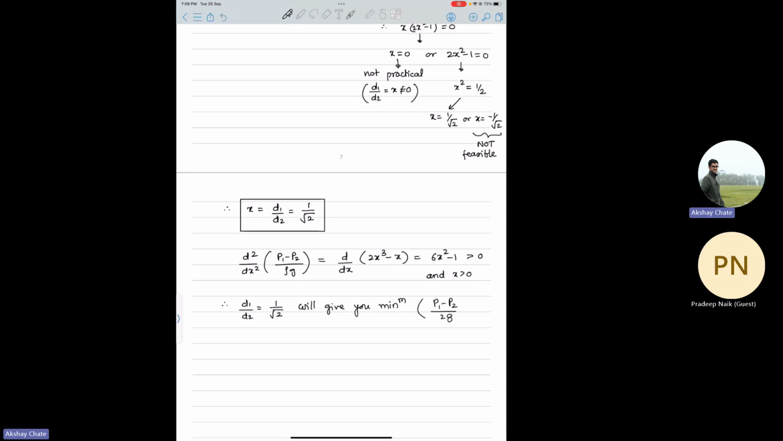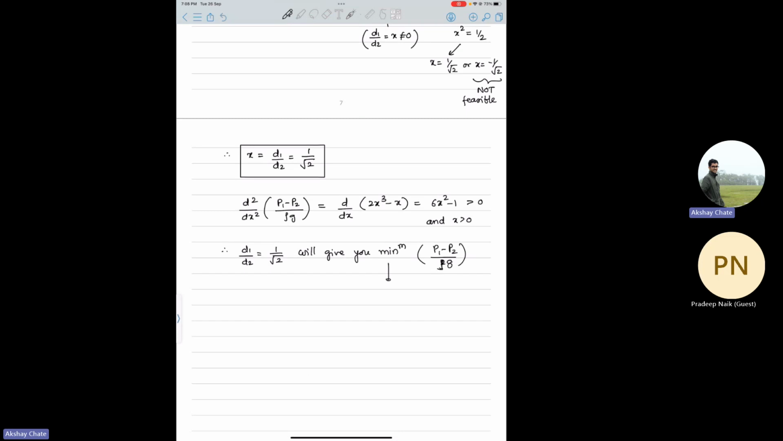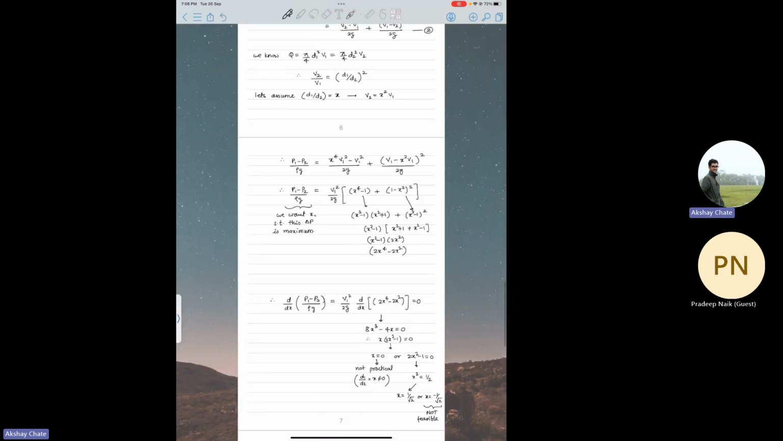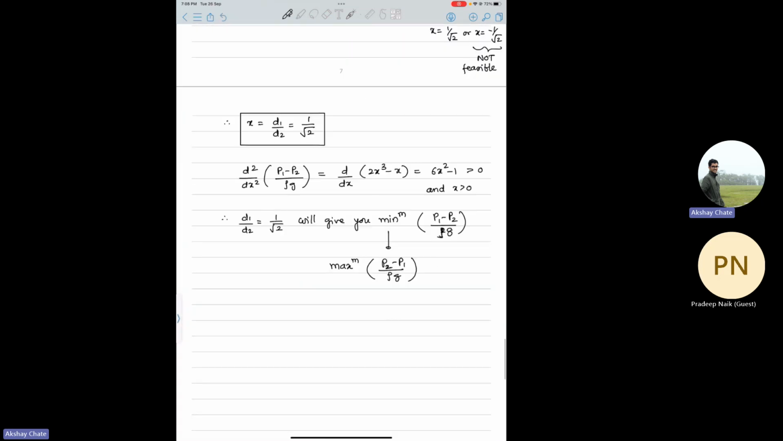P1 minus P2 by, I think it is rho g. So, this is minimum because what typically they ask is, when there's a pressure difference, so this is minimum of this, so this is maximum of P2 minus P1 by rho g. So, there is no change in the solution. The only thing is, we have solved this problem and we have taken P1 minus P2, right? But when you say that I am taking a difference between any two quantity, it is typically final minus initial. So it will be P2 minus P1. So therefore, it is the same thing only. Don't get confused here. If you want P2 minus P1, this d1 by d2 will give you maximum P2 minus P1 and it will give you minimum P1 minus P2. So think same thing only.